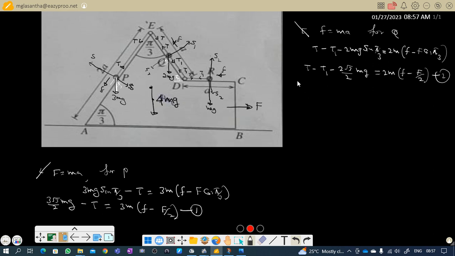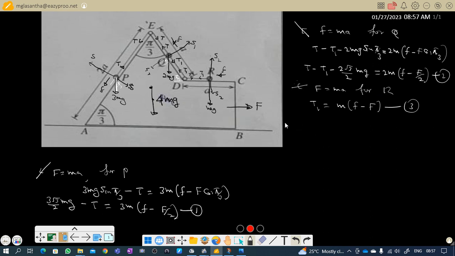Then you can apply F equals ma for particle R. So T1 equals m times f minus capital F. So this is equation 2. But variables you have f and capital F, T1 and T2. In these three equations there are 4 variables. But you cannot solve 4 variables using 3 equations. So you need another equation.